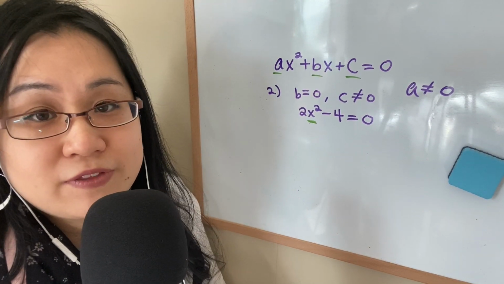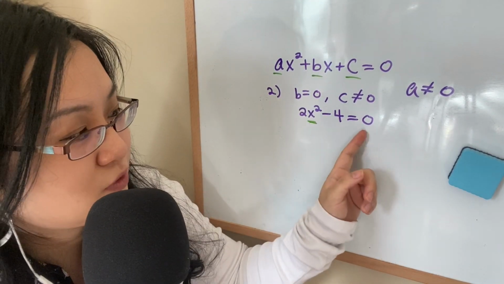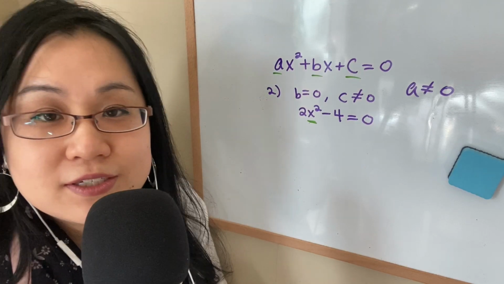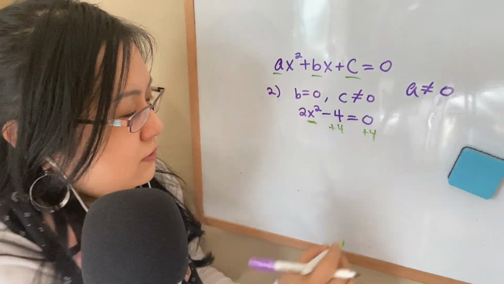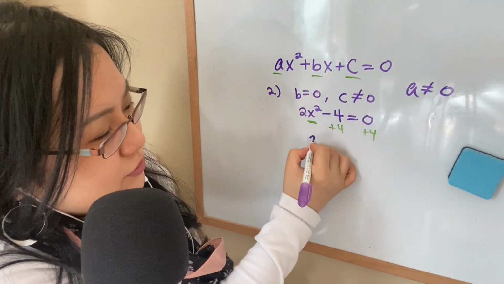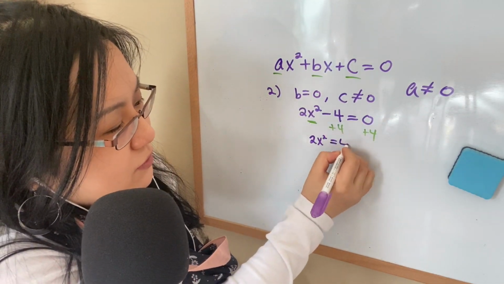You can think of that as switching from a minus 4 to a plus 4 onto this side, or you can think of it as adding 4 on both sides. So I still have 2x squared equals 4.